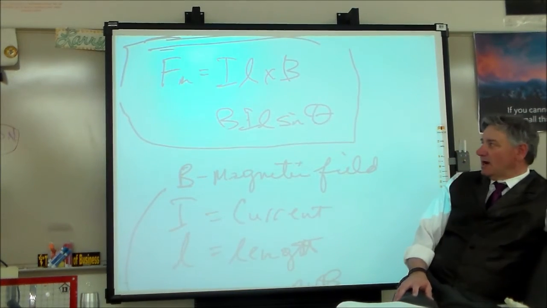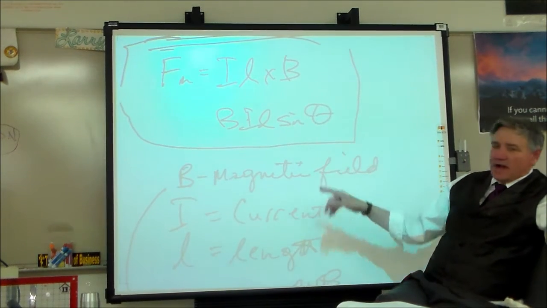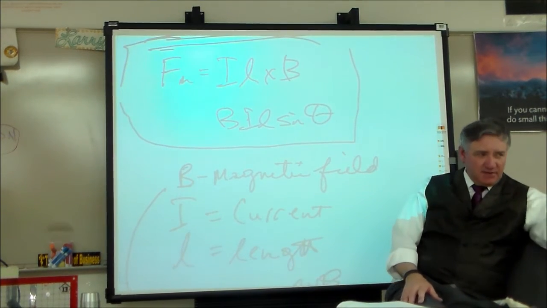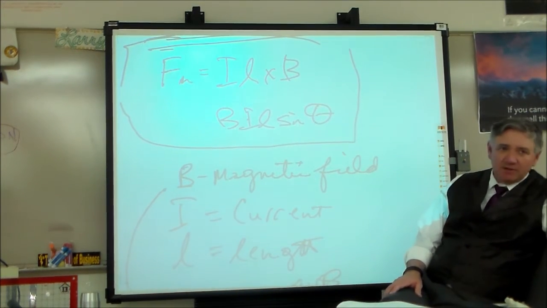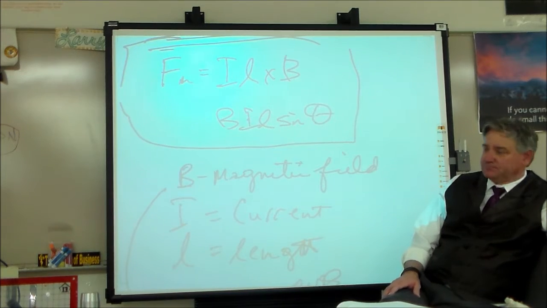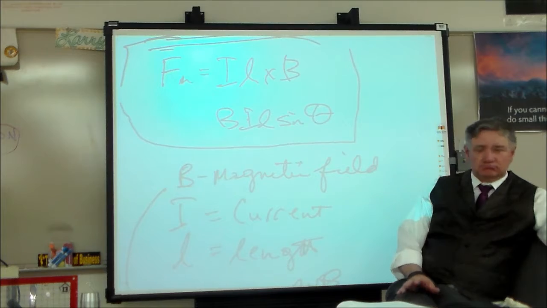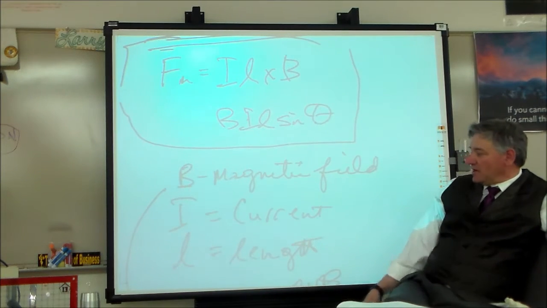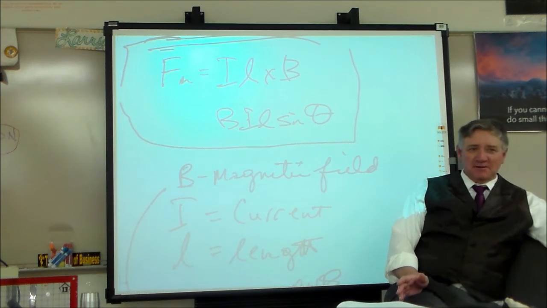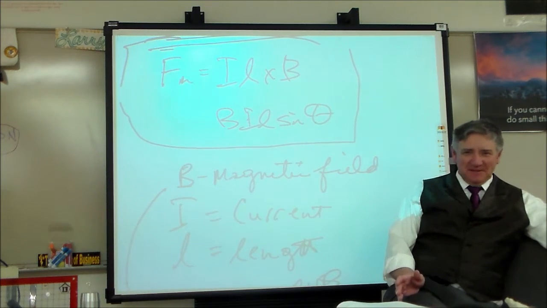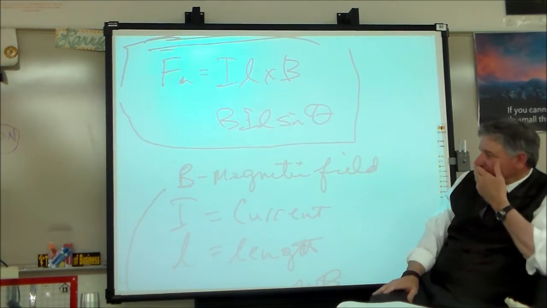Now, here's your criteria. The wire has to be in a magnetic field. If the wire is just out in the open, there won't be any force on it. If there's no current moving, there's no force. And oddly enough, you have to have a length, because without a length of wire, there's no wire. There's no force. Where's the wire? It's the invisible wire, okay?